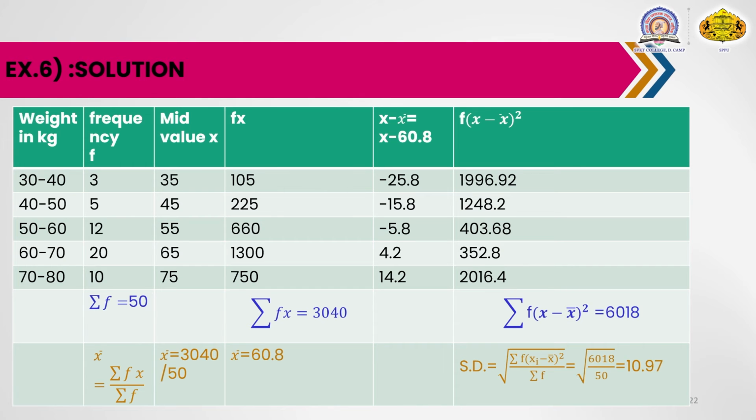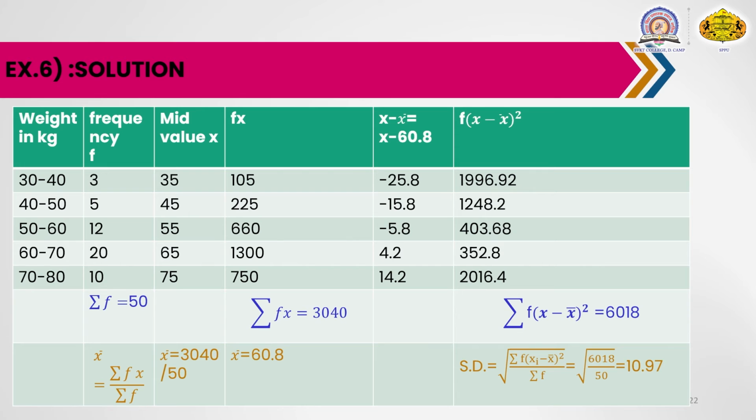Remember, in the previous slide we were given the observations. We were given the first column as well as the second column, and the question is to find the standard deviation and the coefficient of variation. So now the weight in kg is given, the classes are 30 to 40, 40 to 50, 50 to 60 and so on, last is 70 to 80. Frequency is also given: 3, 5, 12, 20, 10 respectively.